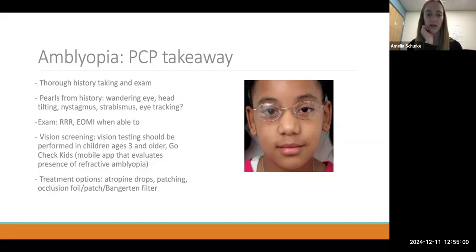There's a really neat app. It's called Go Check Kids. It's not free, and your institution does have to pay to subscribe. I tried to download it, but essentially what it does is it takes a picture using the flash on your phone camera of a child's eyeballs, and then it will assess the refractory index in both of the eyes and compare them and evaluate whether or not they are at risk for amblyopia.